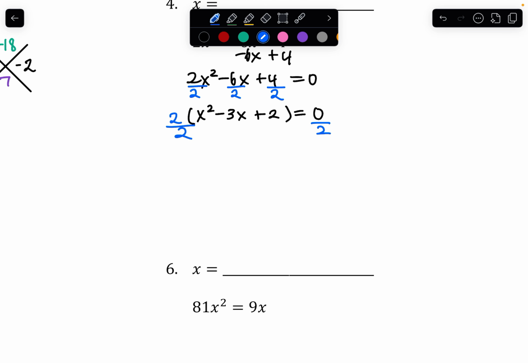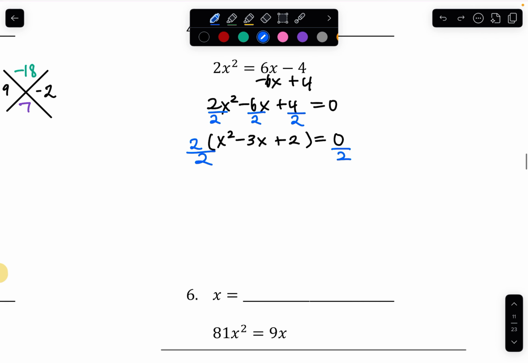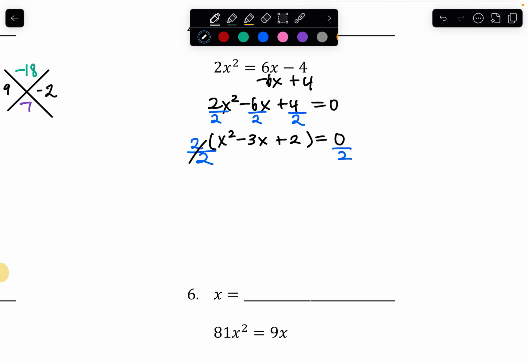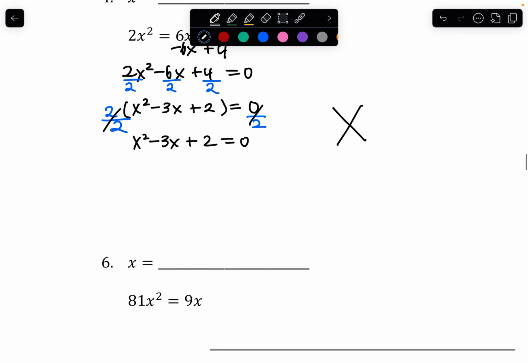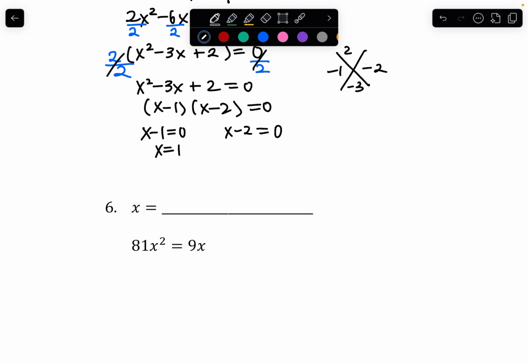If there's a variable with your GCF, like for number 1, do not divide by a variable. But if it's just a number, you can cancel it and get rid of it and ignore it. Okay, and so now when we factor, we're looking for two numbers that multiply to 2 but add to negative 3. Negative 1 and negative 2. And so either x minus 1 is 0 or x minus 2 is 0 by the zero product property. So x equals 1, x equals 2.